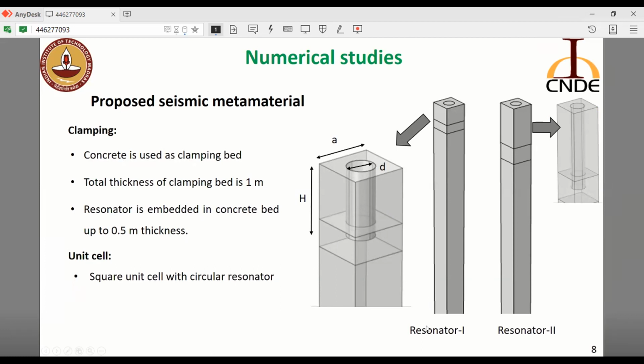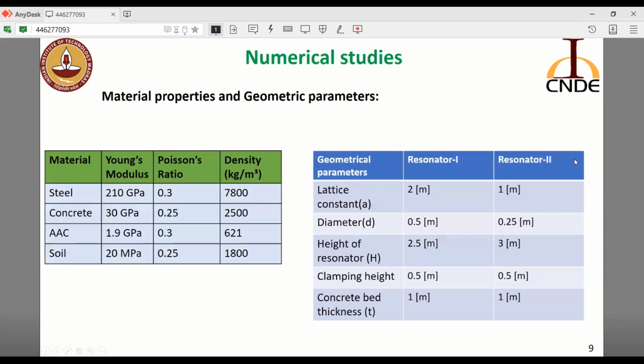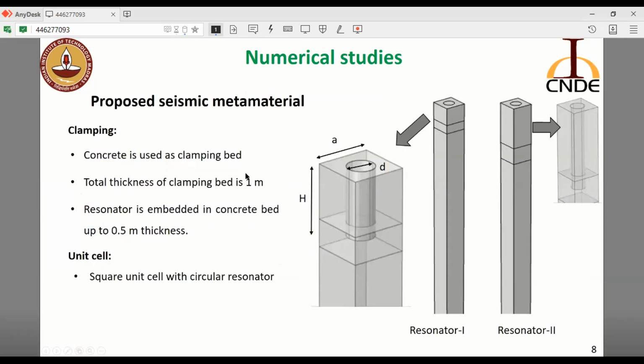So we have taken two types of resonator. One has a height of around 2.5 meters and the other has a height of 3 meters, and the diameter is around 0.5 meter. So these are material properties. We are using a steel resonator and concrete bed, and the steel resonator is covered around by autoclaved aerated concrete.